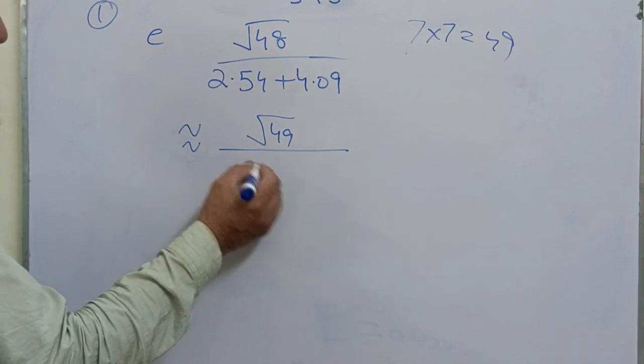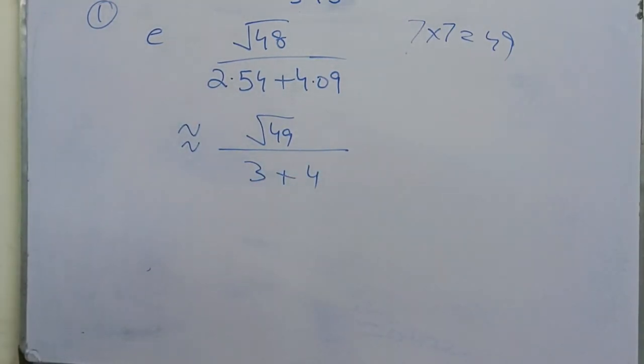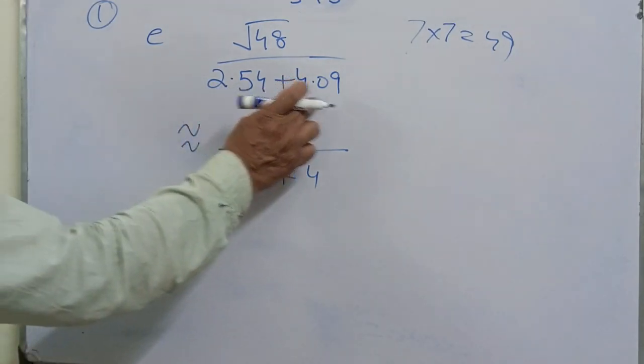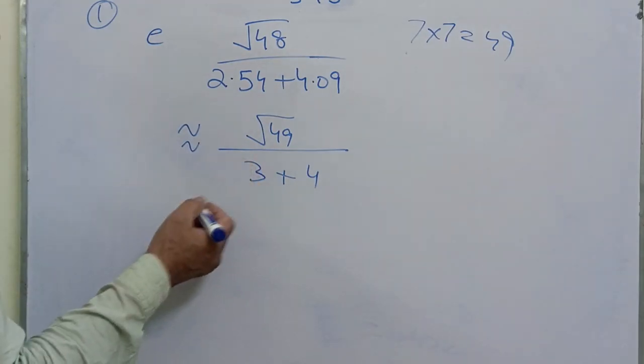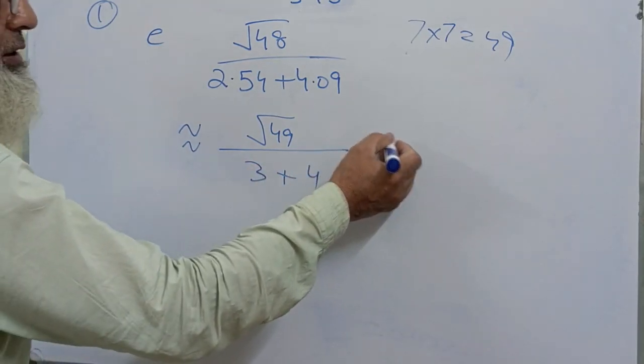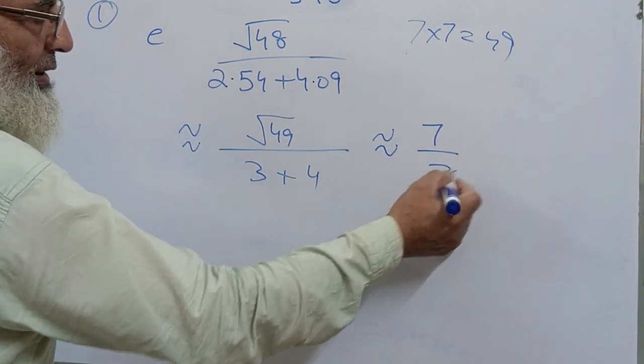2.54, let us take it as 3 and take it as 4. I just explained how 4.09 will become 4. Now this is very easy. It has become very easy now. You see that this is 7 divided by 7 and this is 1.